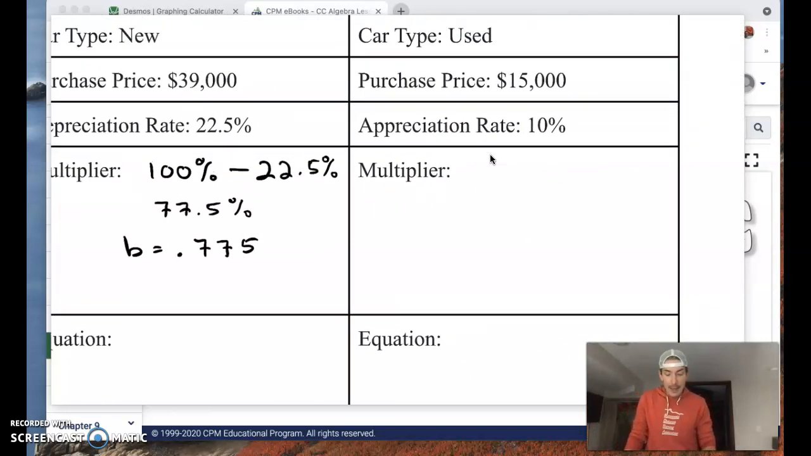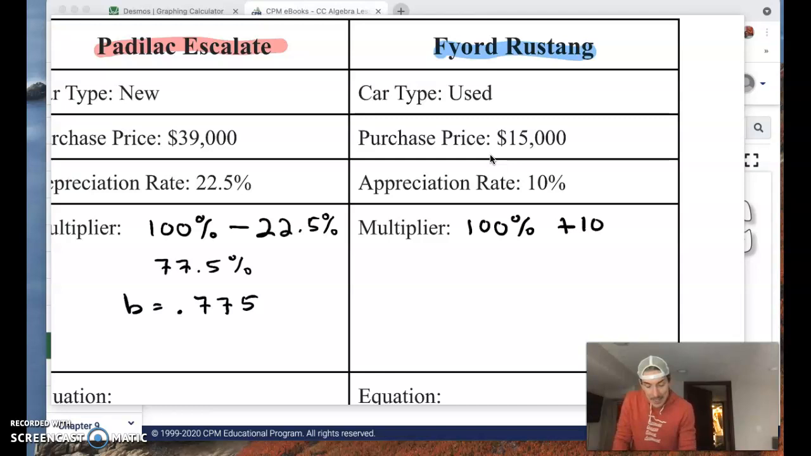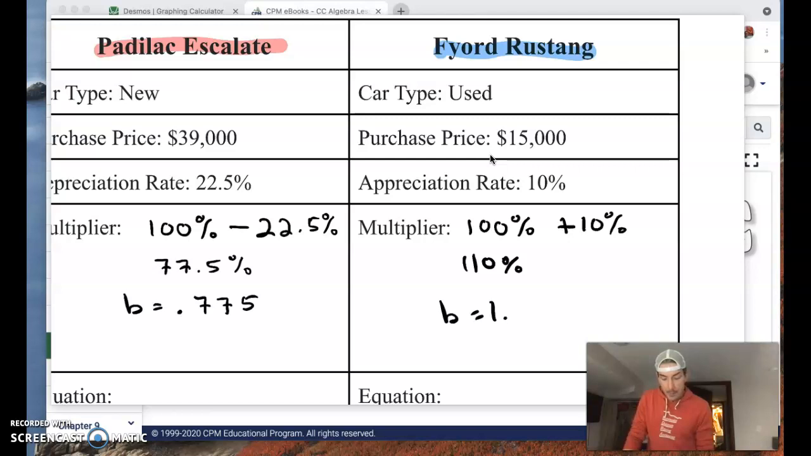All right, the final vehicle we have is this Fjord Rustang, and this is our one vehicle that is appreciating, okay? So it looks slightly different, okay? If we were to return 100% of that vehicle's value year after year, it'd be effectively multiplying by 1, or there would be no change. But this value grows, right? So we are adding 10%, okay? So this works out to be we are getting 110% of that vehicle's value back year after year. And if we, of course, divide this by 100, it's 1.1 or 1.10. There's my B value, and of course it's growing over time.